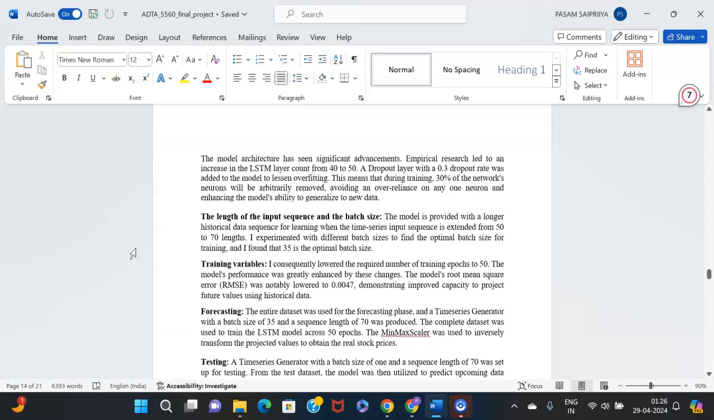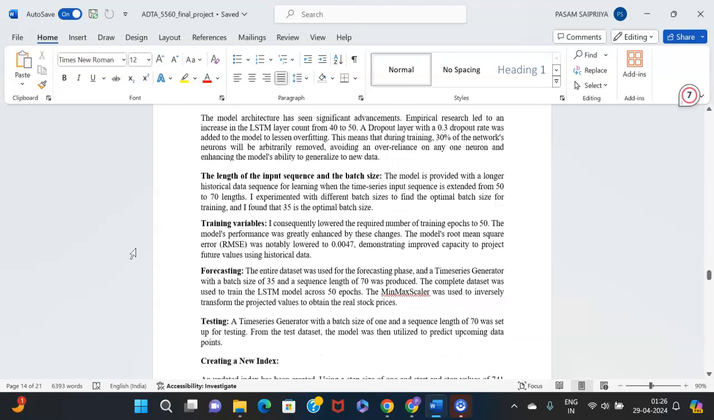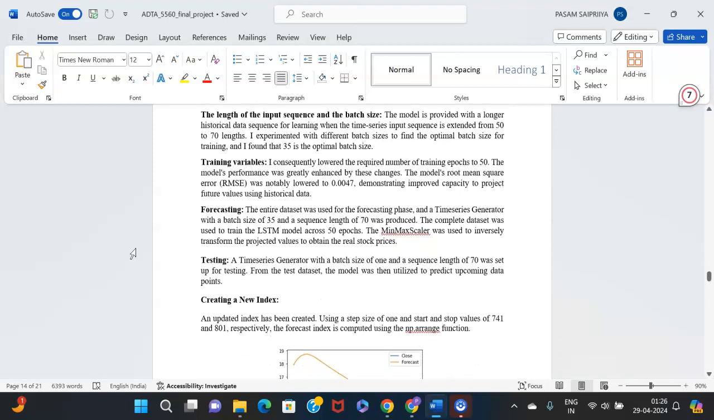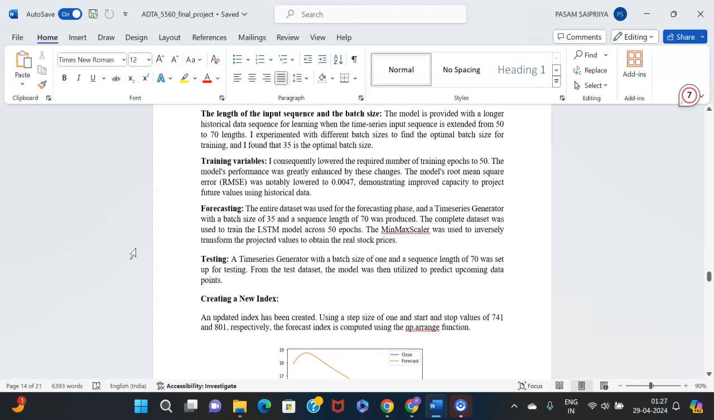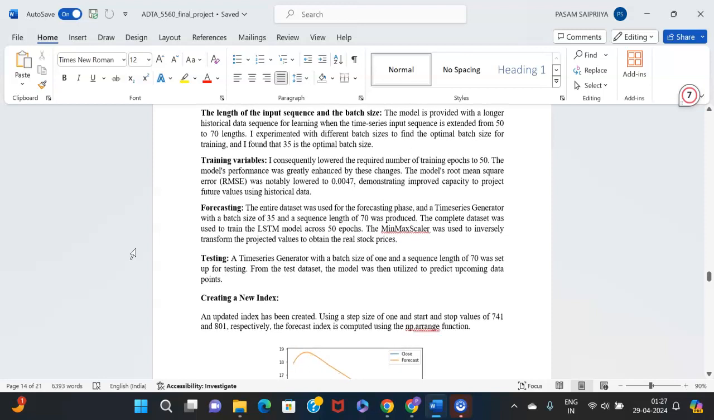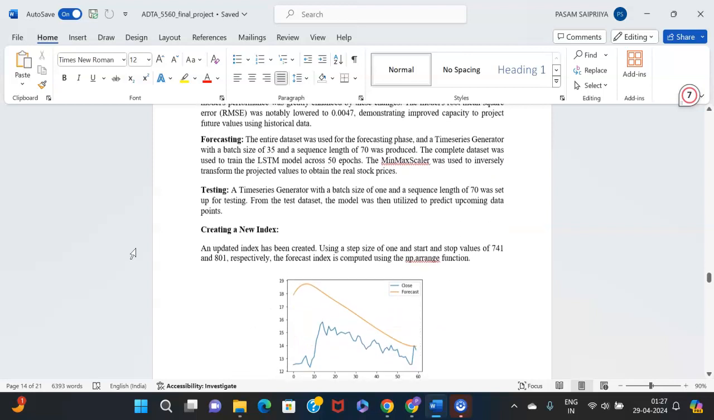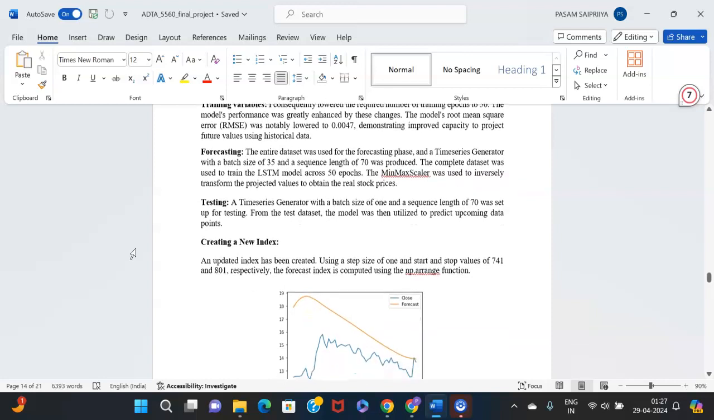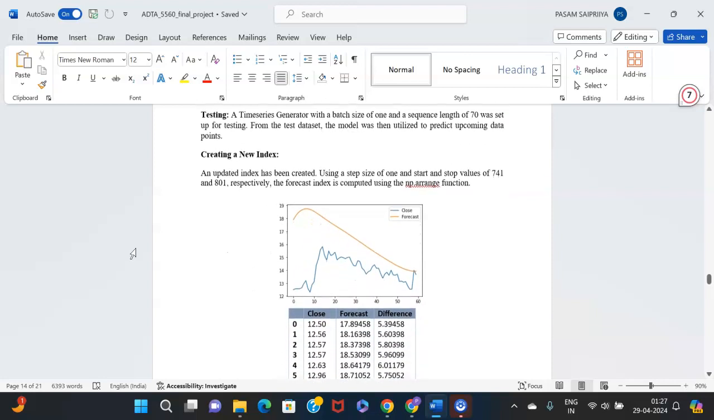The length of the input sequence and the batch size. The model is provided with a longer historical data sequence for learning with the time series. The input sequence is extended from 50 to 70. I experimented with different batch sizes to find the optimal batch size for the training, and I found that 35 is the optimal batch size. And thereafter we perform the training, variables, and forecasting testing.